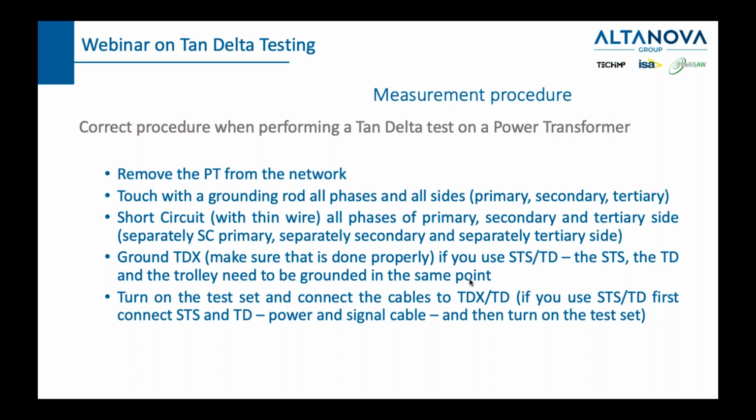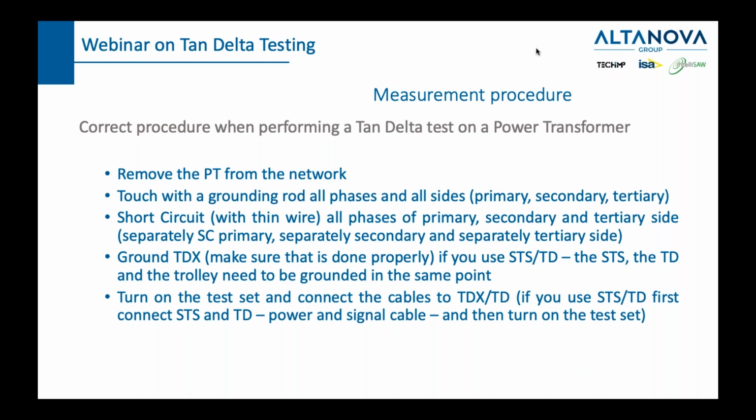And then we need to short circuit with a thin wire. We need to short circuit the primary side, and then separately the secondary side, and if we have also the tertiary side. Now, when we have done that, we have created 3 potentials. Or if we talk about primary and secondary side, we have created 2 potentials, the primary side, the secondary side, and there is also the ground.